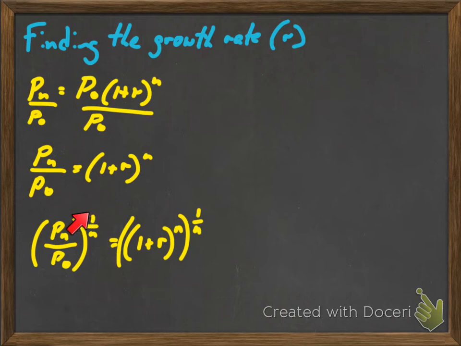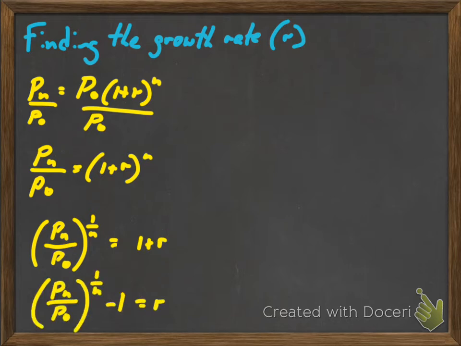But I have to do that to the other side. So I'm going to raise P sub n over P sub 0 to the 1 over nth power, or you could think of it as the nth radical. So I'm going to go ahead and erase that because that all simplifies. Now I just have to subtract 1 from both sides. And so r is just the final period, whatever that value is, divided by the starting period, raised to the 1 over number of periods, minus 1. And that's how we solve for r.